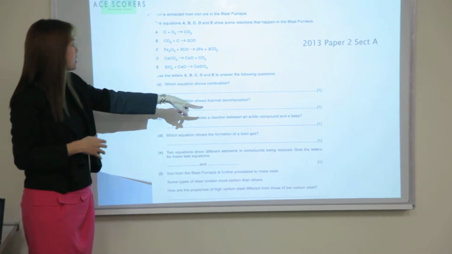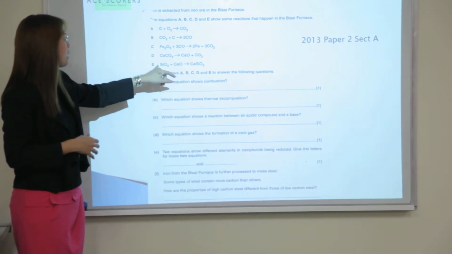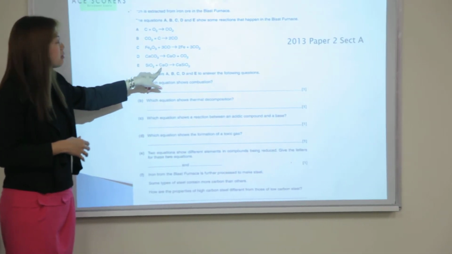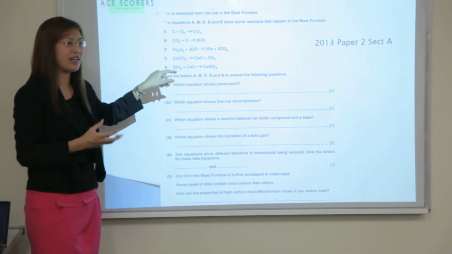So which of these is the acidic compound? From here you can see that silicon dioxide is an acidic compound, and calcium oxide is a basic compound. Esther, do you remember why?